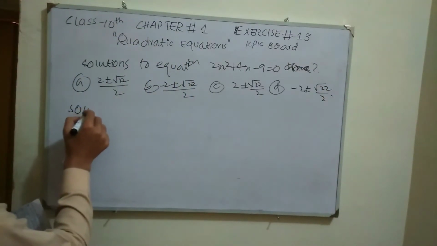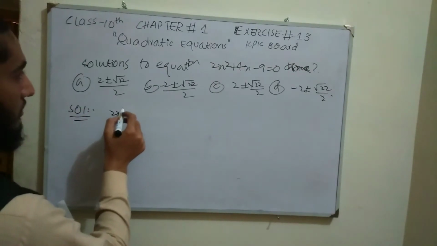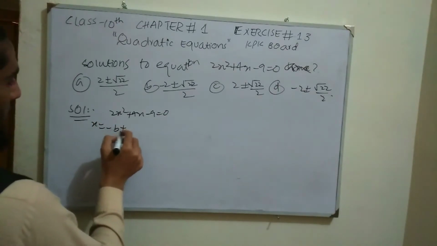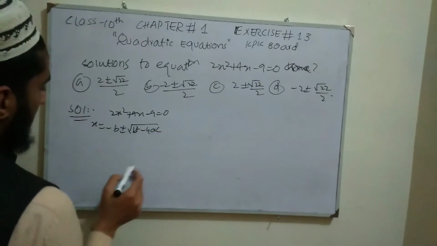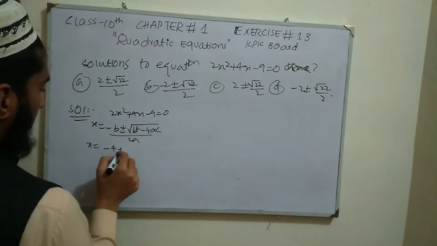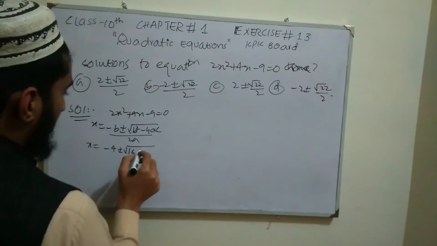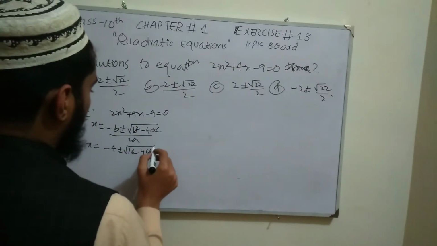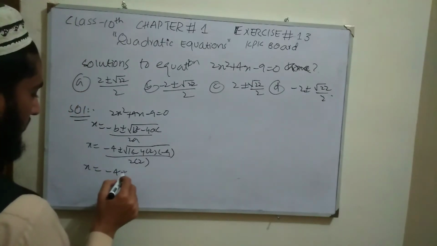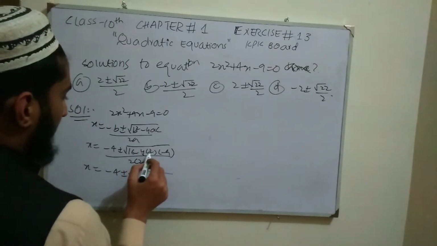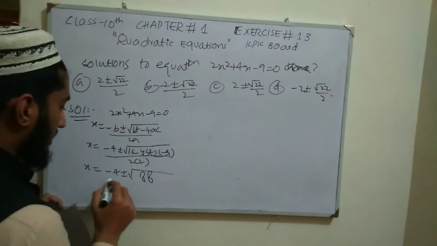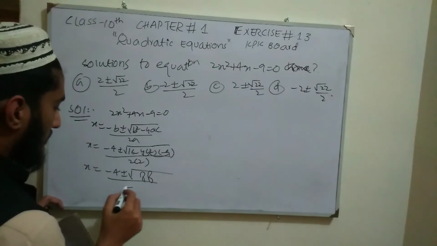Taking the given equation and solving it through the method of quadratic formula. 2x square plus 4x minus 9 is equal to 0. X is equal to negative b plus minus under root of b square minus 4ac, applying the quadratic formula. Putting the values of a, b, c: b is 4, so minus 4 plus minus under root of 4 square, which gives us 16, minus 4 times a, which is 2, and c is negative 9, whole divided by 2 times a, which is 2. So x is equal to minus 4 plus minus under root of 16, 4 multiplied by 2 gives us 8, 8 multiplied by 9 gives us 72, and 72 plus 16 gives us 88, and 2 multiplied by 2 gives us 4.